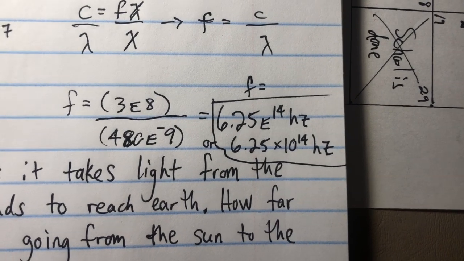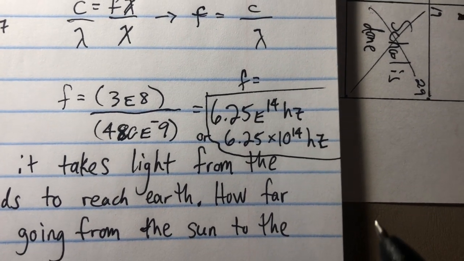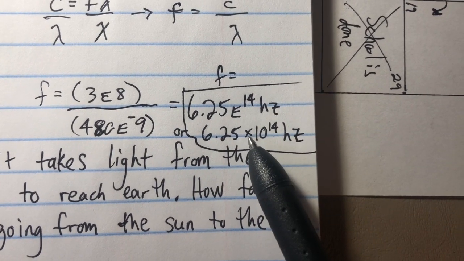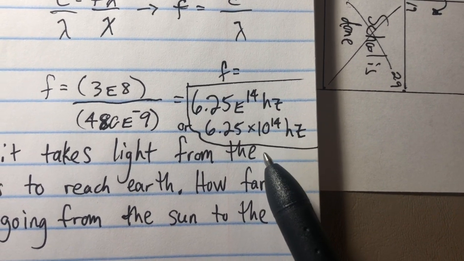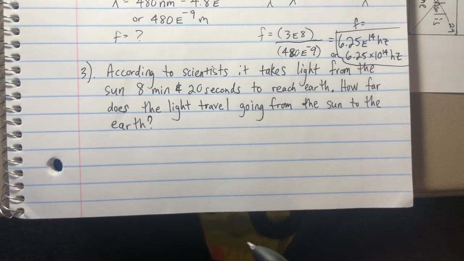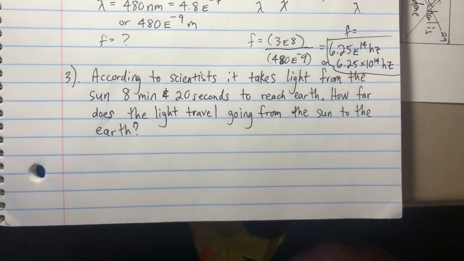So there's our answer. Now, when you're typing this in on Moodle, the easiest way to do it is just write 6.25 E14. Typing times 10 caret 14 doesn't work as well on Moodle, so just do this one right here. There's your frequency. All right, this last example is just a regular distance, speed, and time question.